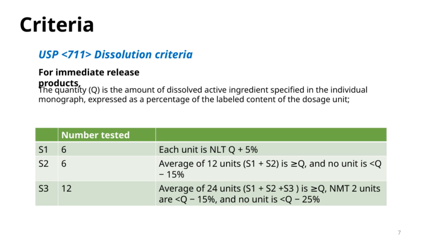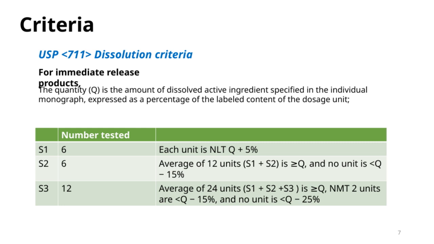The key concept here is the quantity, or Q, which refers to the amount of dissolved active ingredient specified in the individual monograph. This is expressed as a percentage of the labeled content of the dosage unit. Now, when we perform dissolution testing, we look at different testing scenarios. For the first, labeled as S1, we test 6 units. In this case, each unit must be at least Q plus 5%.